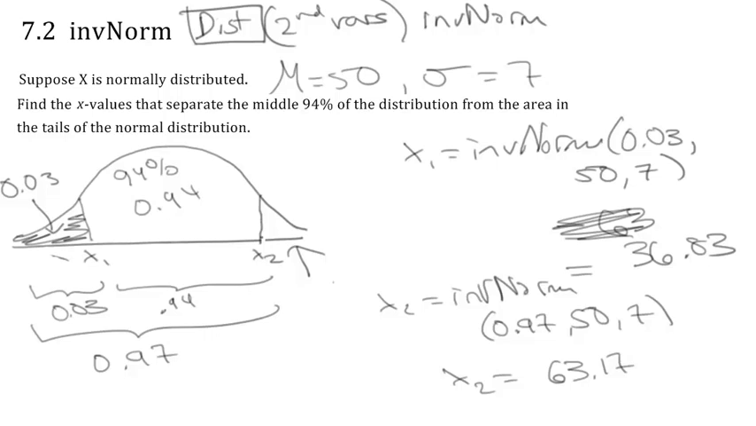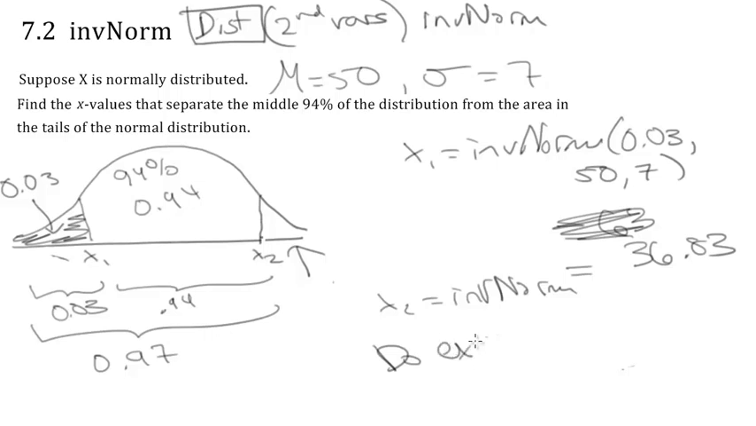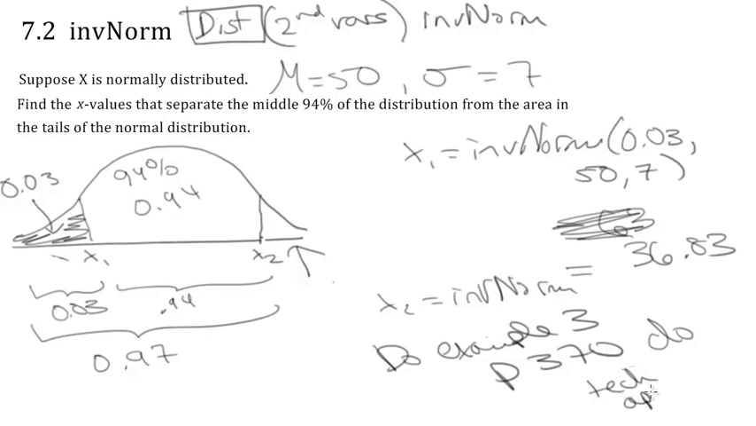Okie doke. So what I would like you to do right now is do example 3 on page 370, and then come back to me when we're done. And by the way, do only focus on the tech approach. We are skipping using tables. We're not skipping finding z-scores though, so we will get to that in the next video.